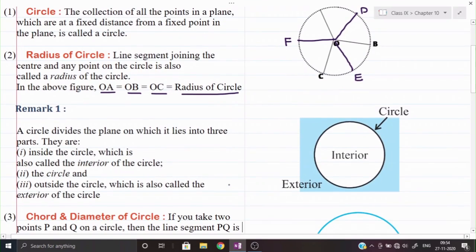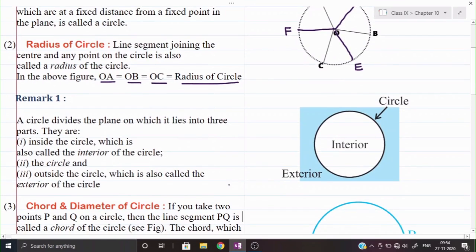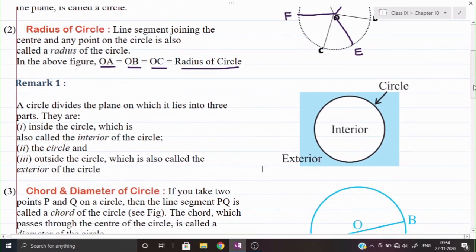Now let us move to the next definition. Before that, we shall see one remark, which will be useful in solving the questions of exercise 10.1. In this remark it is written that a circle divides the plane on which it lies into three parts. The first is inside the circle, which is also called the interior of the circle. The second is the circle. Actually, it should be written as on the circle.